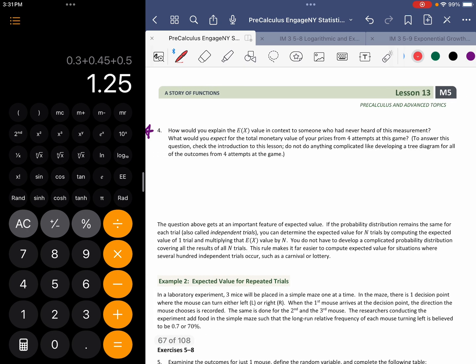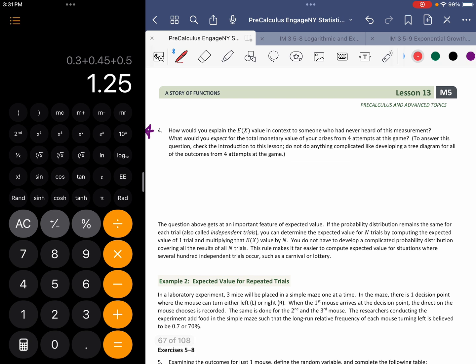Okay, I'd like you to write down your thought process to answer these questions. How would you explain the expected value in context to someone who had never heard of this measurement? Maybe you're going to use the sentence frame that we've used in class a number of times. And then the second question is, what would you expect for the total monetary value of your prizes from 4 attempts at this game? And I don't want you to list all the outcomes for 4 events of this game. I'd like you just to think about it.